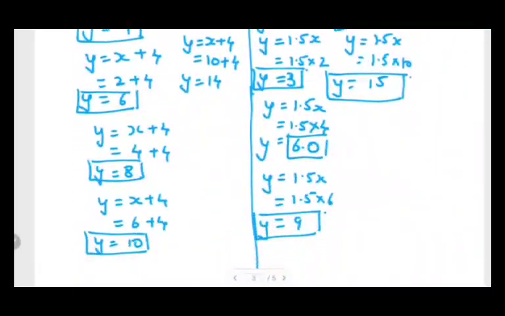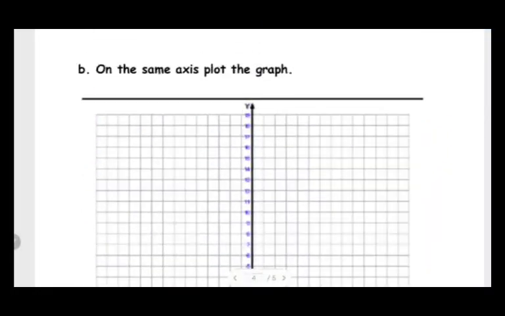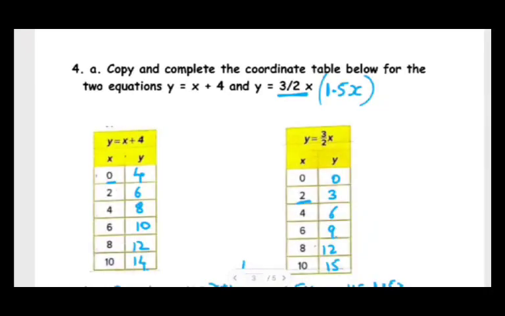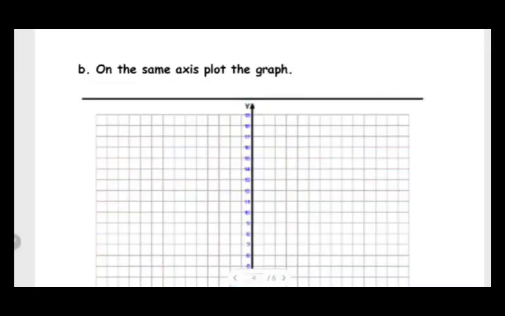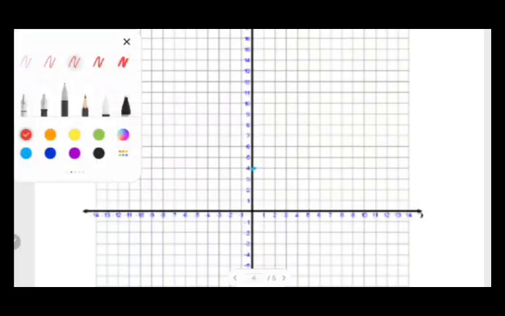That's 4a for you. Now, on the same axis, plot the graph. Alright. So 0 and 4 is what I need to plot first. I'll take the first equation. So we have 0 on the x-axis and we have 4 on the y-axis. So plotting, I think I'll do with red.